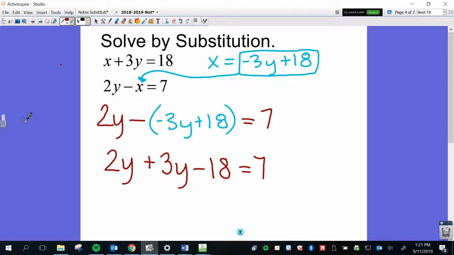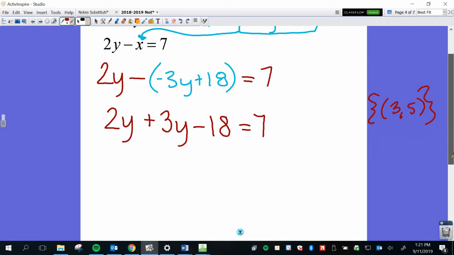Chance to see you for the full answer. If you got this, you were right. If you didn't, let's go through that. 35 is the right answer.